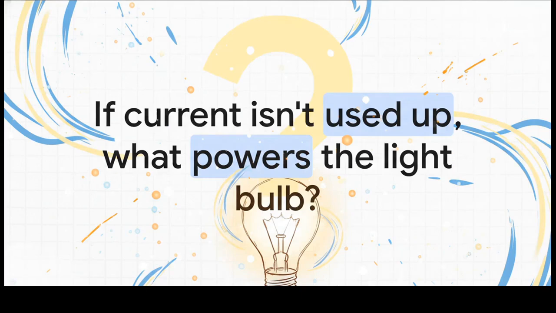But that leaves us with a huge, fascinating new question. If the flow of electrons isn't getting used up, then what is the light bulb taking from the circuit to make all that light and heat? What's actually being delivered? Well, that's a fantastic question for another time.